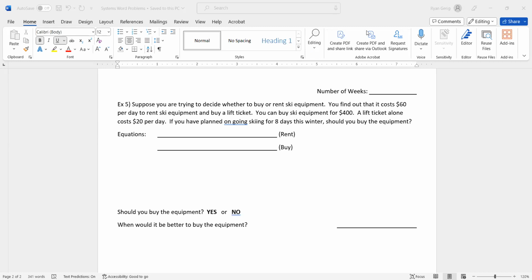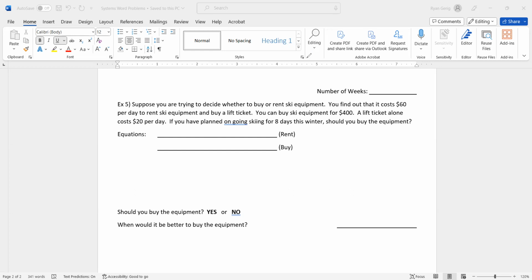You could buy ski equipment for $400. A lift ticket alone costs $20 per day. So it does still cost you something per day, even if you have your own ski equipment. If you are planning on skiing for 8 days this winter, should you buy the equipment? So let's take a look at it.